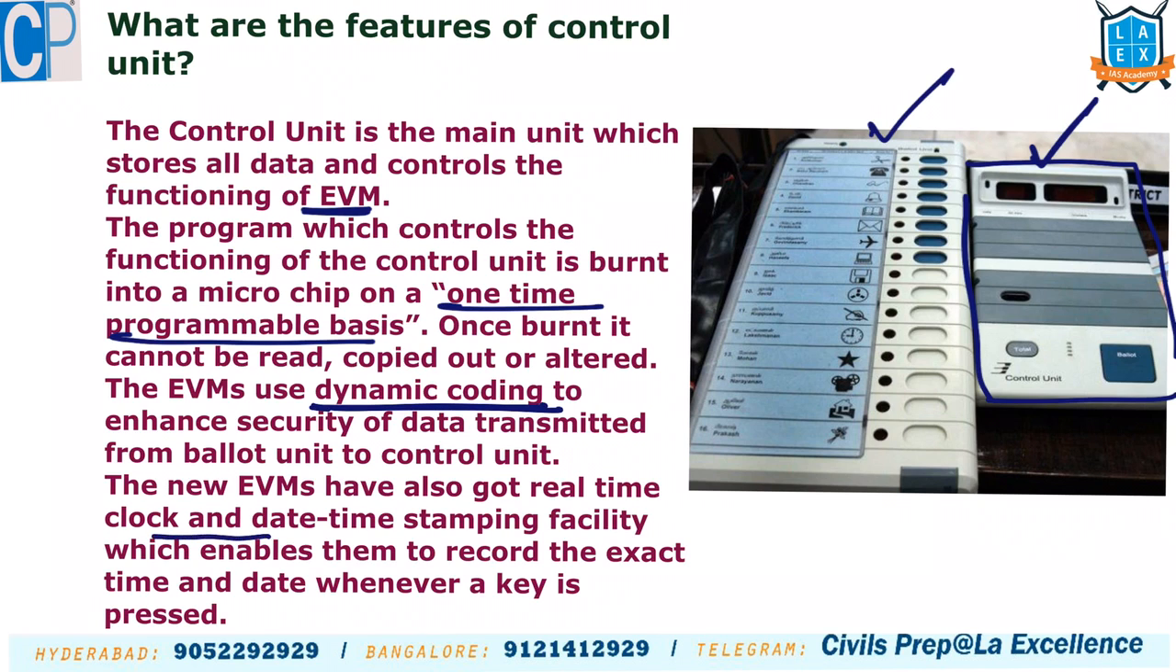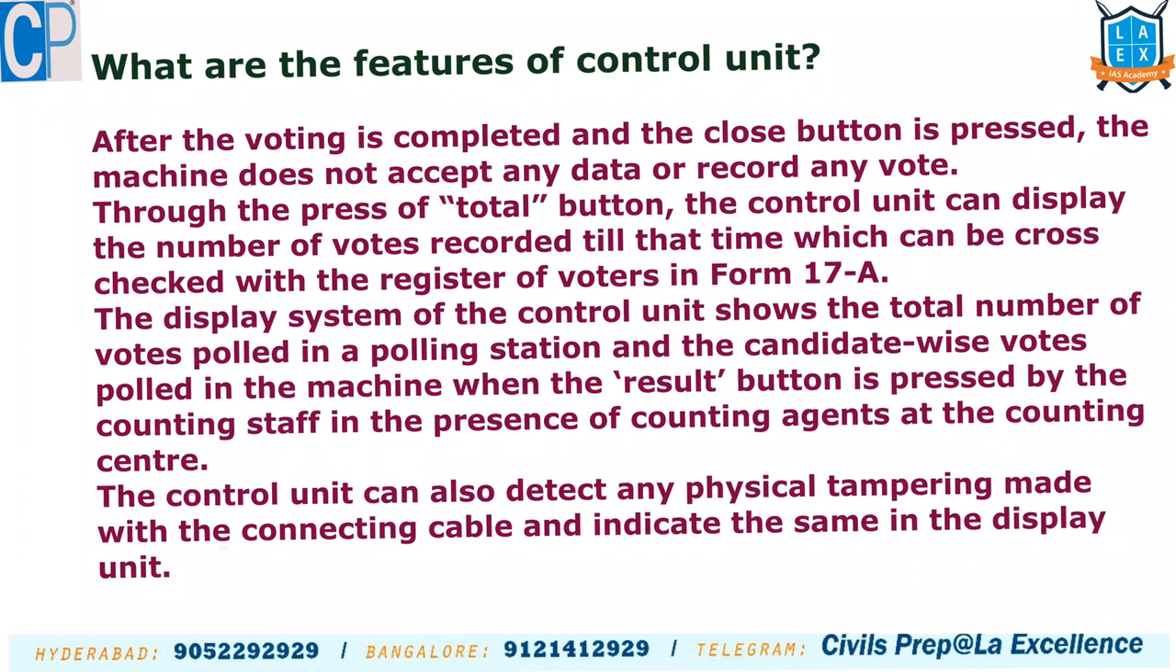It also has a real-time clock and date-time stamping. So whenever there is doubt, the exact time, exact date, everything would be known by accessing the data on it. And once the voting is completed and the close button is pressed, it will not accept any more votes. Then by pressing the total button, we will easily get to know the number of votes recorded against each candidate.